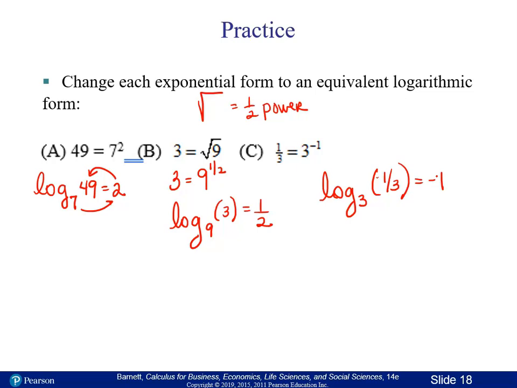So the base is always pretty easy to figure out. The exponent is always the part that's by itself. Like in the logarithmic form, it's the part that's by itself. So the 2 should represent your exponent. The 1/2 should represent your exponent. The -1 should represent your exponent.